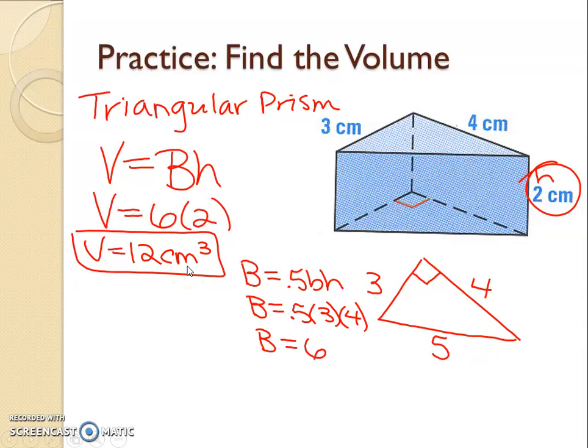After you get that, you multiply by the height, which is 2. Half is the same thing as 0.5, so 0.5 times 4 times 3 is 6, and 6 times 2 is 12. So the volume is area of the base times height, which is what we did: 12 cubic centimeters.